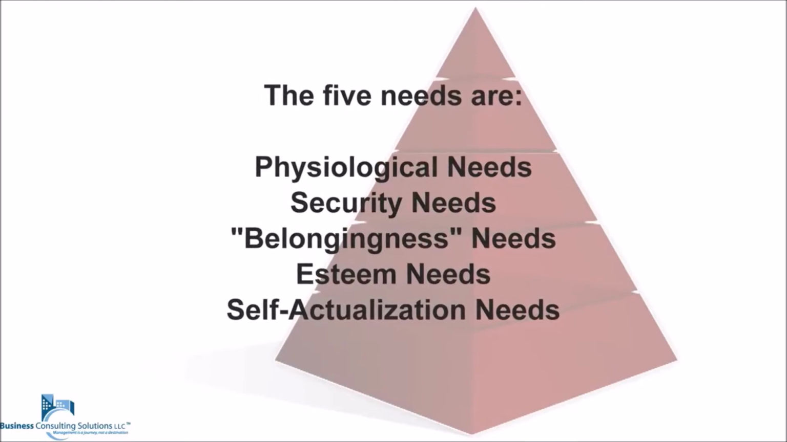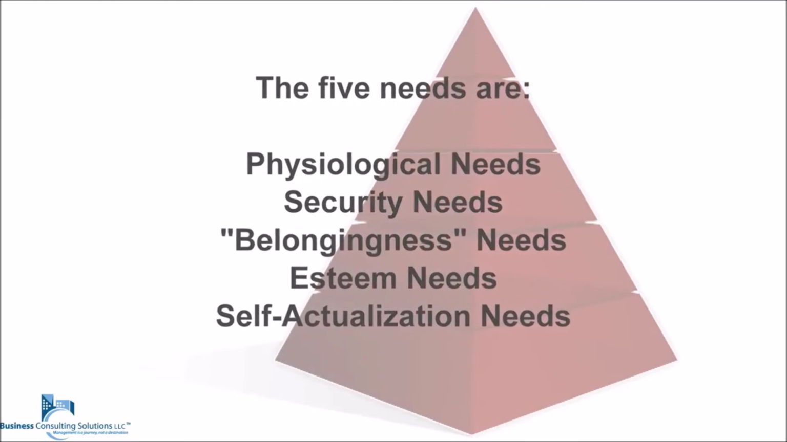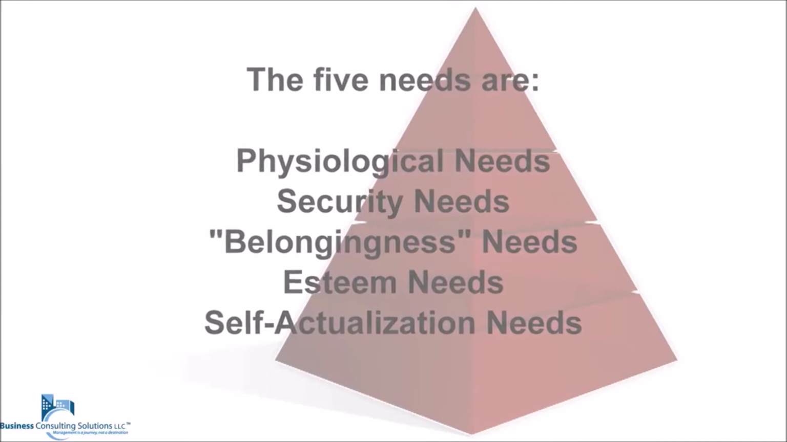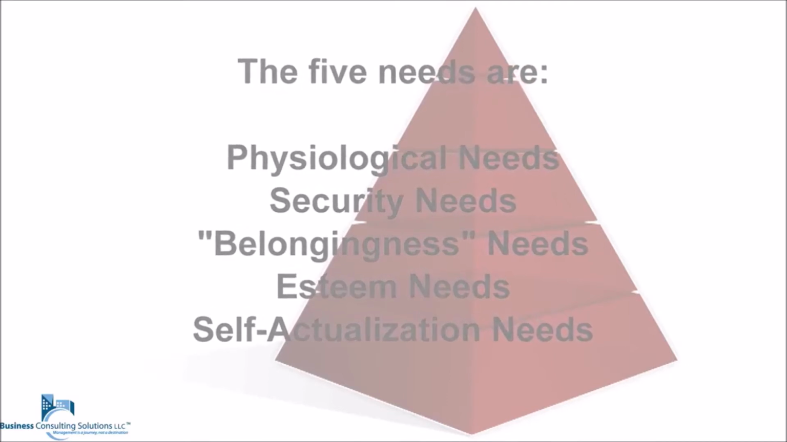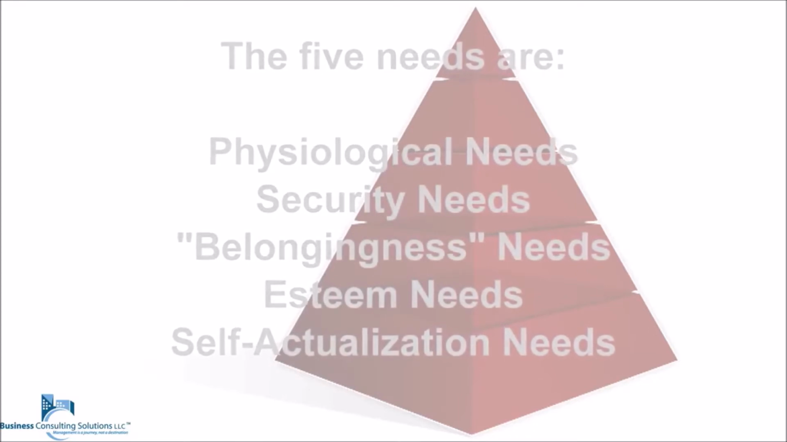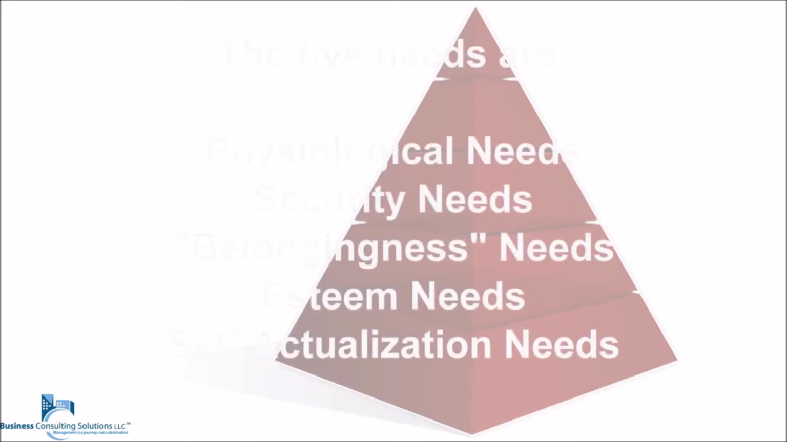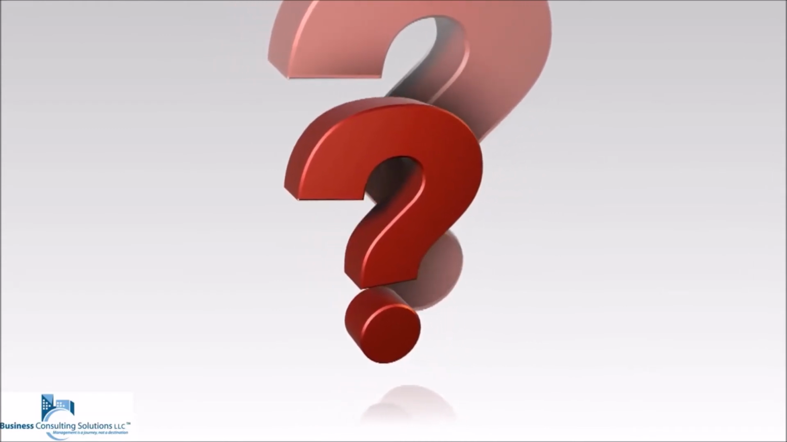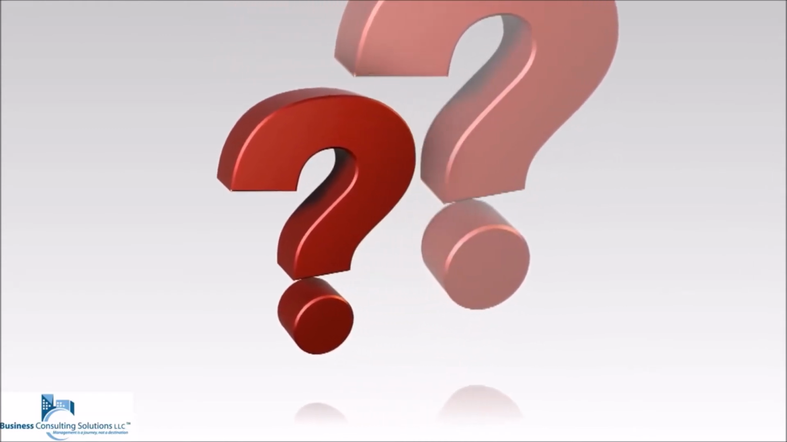So what are these 5 needs? The 5 needs are physiological needs, security needs, belongingness needs, esteem needs, and self-actualization needs. So how does this hierarchy exist in the workplace?